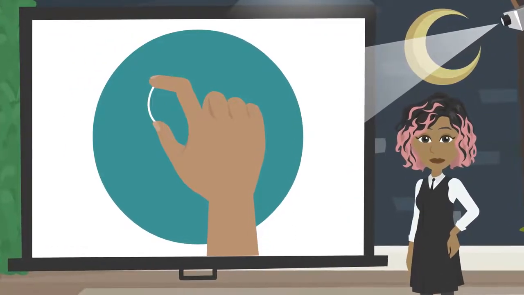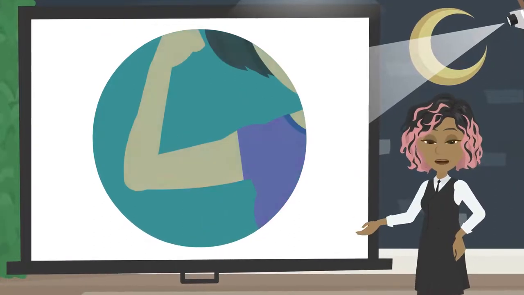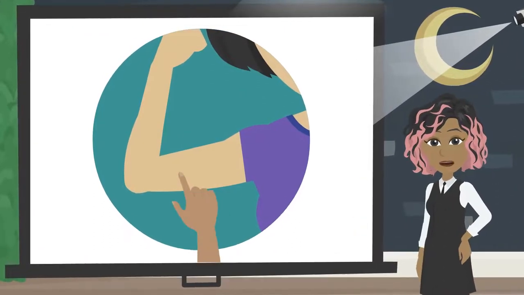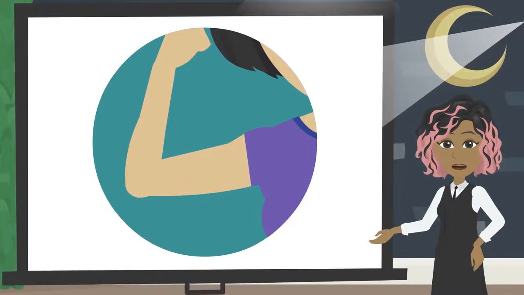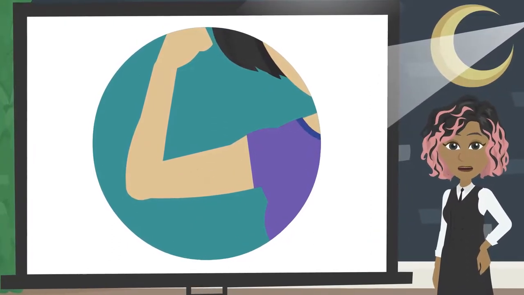The implant is a small flexible rod that cannot be seen once inserted, though some people may be able to feel it under their skin. The medicines to prevent HIV are slowly released over 12 months.